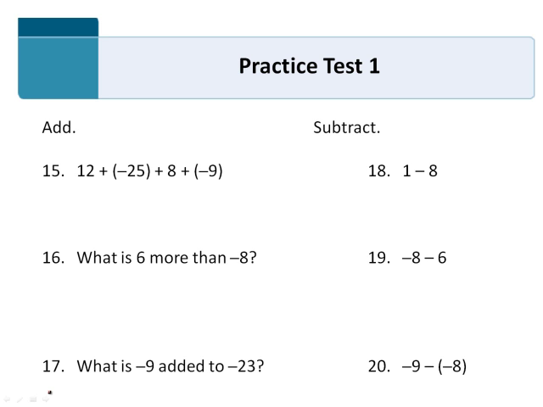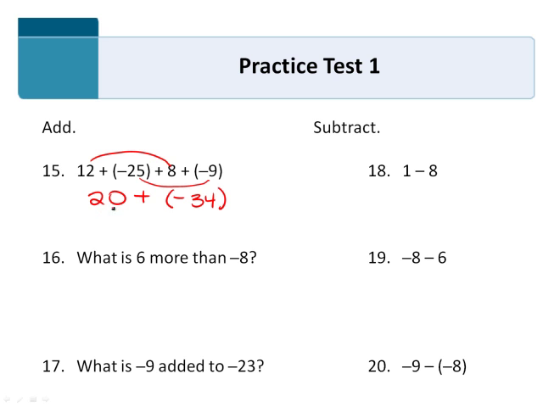Alright, here we have a couple more for addition. Now, on number 15, we have two positive numbers and we have two negative numbers. So I'm going to add the like signs first. 12 plus 8 would be 20, and then negative 25 and negative 9 is going to be a negative 34. Okay, because you add those and keep the sign.